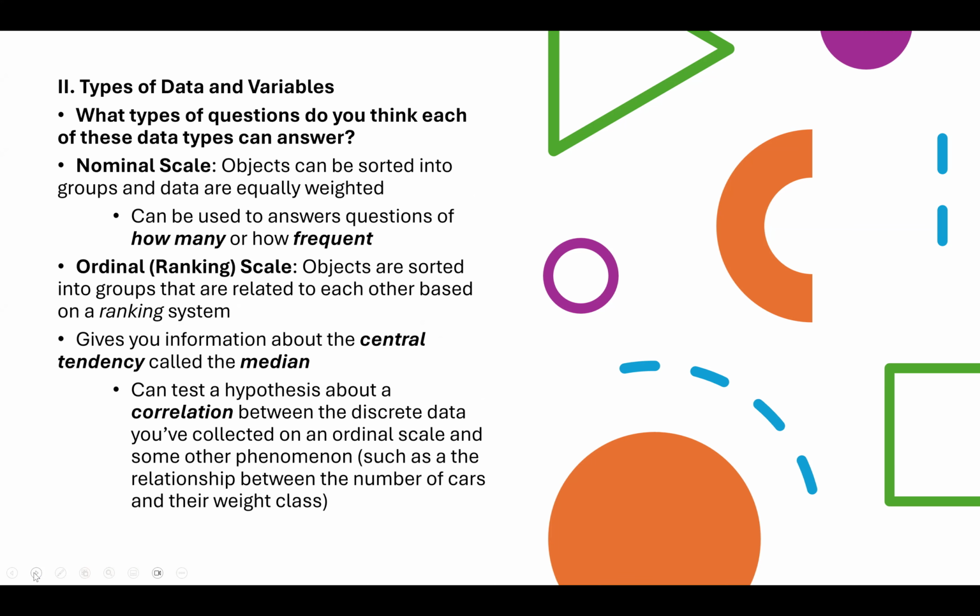So on a nominal scale, those objects can be sorted and they're equally weighted. So you can answer questions like how many or how frequent something is. A ranking scale, because they're sorted into groups that are related, it really gives you a lot of information about what's called the central tendency or the median. And so we'll talk a lot about that. You can test the hypothesis about a correlation. Do you remember what a correlation is? Between the discrete data that you collected on the ordinal scale and another phenomenon, such as the relationship between cars and their weight class. So this is something that we do a lot in ecology. This is a heads up.